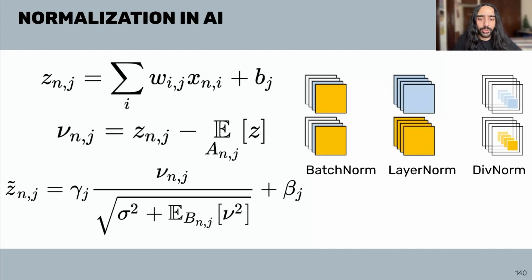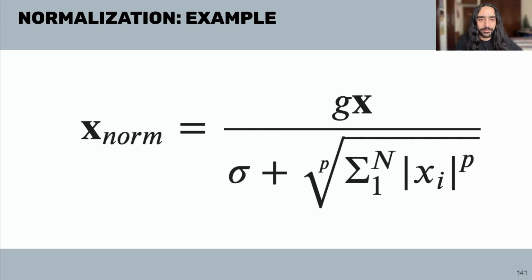But for now, let's look at a very simple example of normalization. Let's say you have an input vector X. We will first divide it by its own P norm, add a smoothing factor sigma, and multiply it by G, which will be a scaling factor. This will achieve a normalized X.